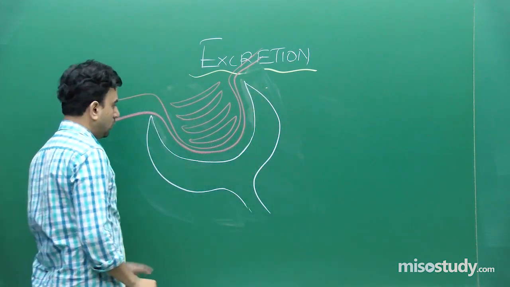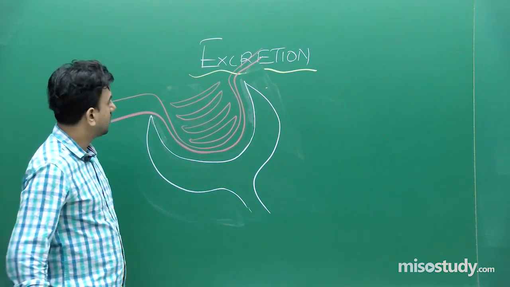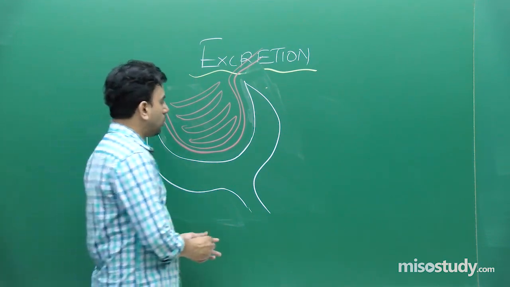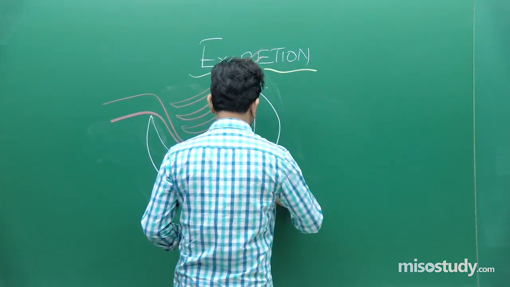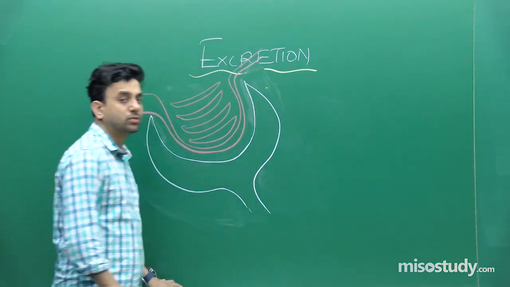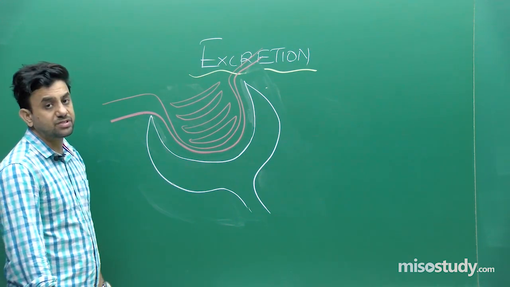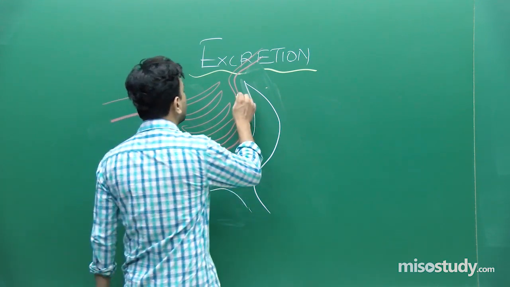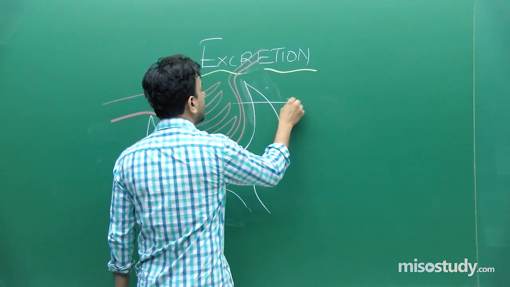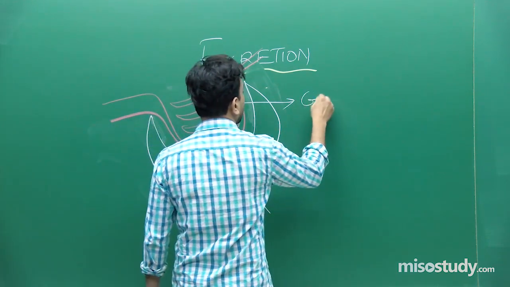We will just talk about it. So this, we all know, is the Bowman's capsule. Now we all know that these are the capillaries, the glomerular capillaries.